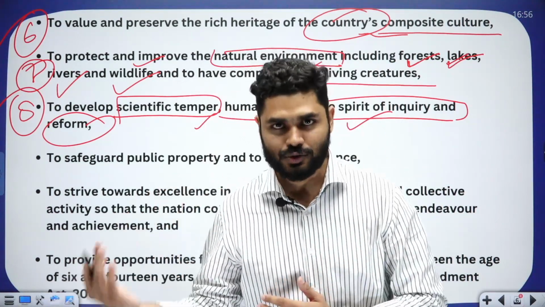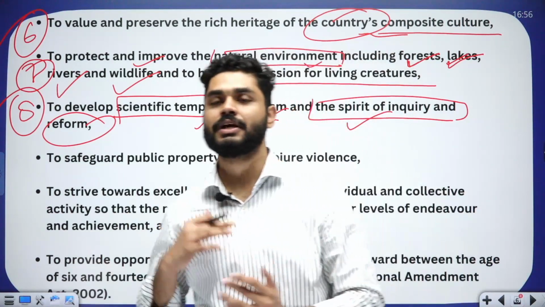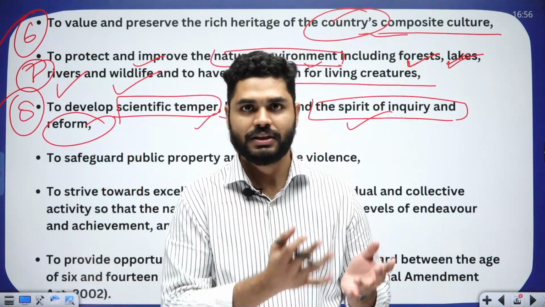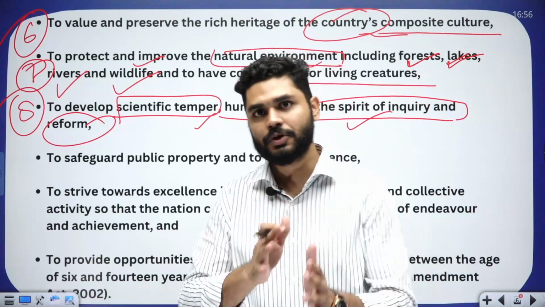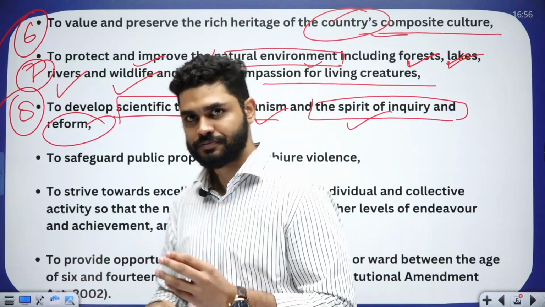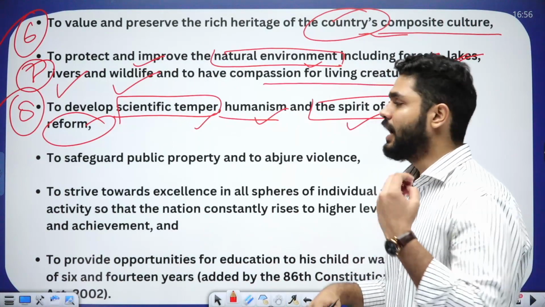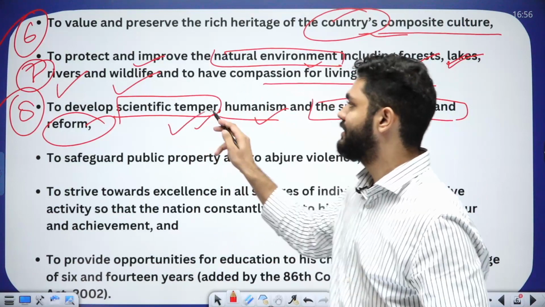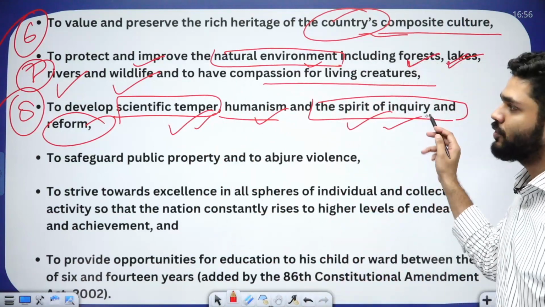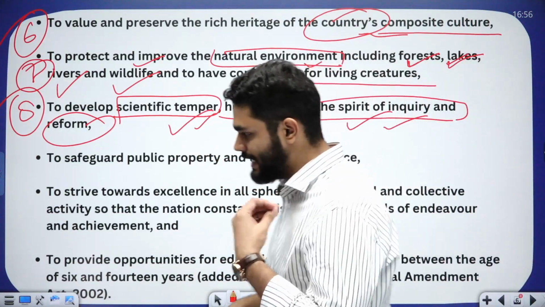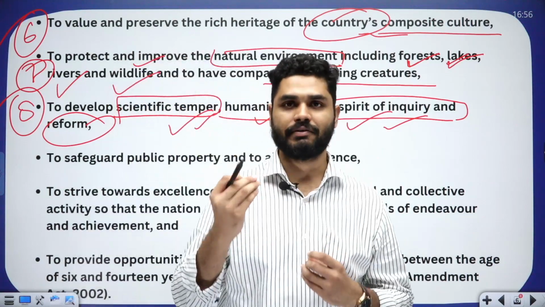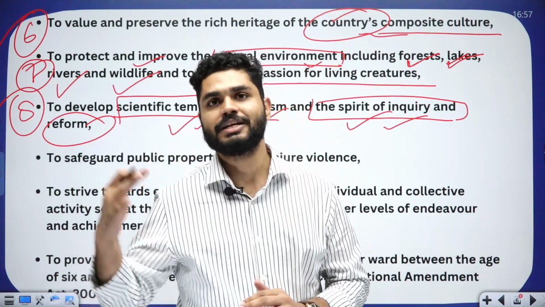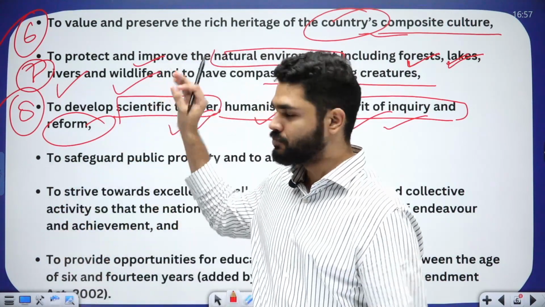The whole story of Mahabharata revolves around the questions and confusions asked by Arjuna to Krishna, and then Krishna answers, and that is also in a dialogue form. So dialogue is needed, and with that dialogue, with that questioning, you develop a tendency of scientific temper, humanism and a spirit of inquiry and reform. And for any vibrant democracy, for any developing country to go towards becoming a developed country, you must have these kinds of things.